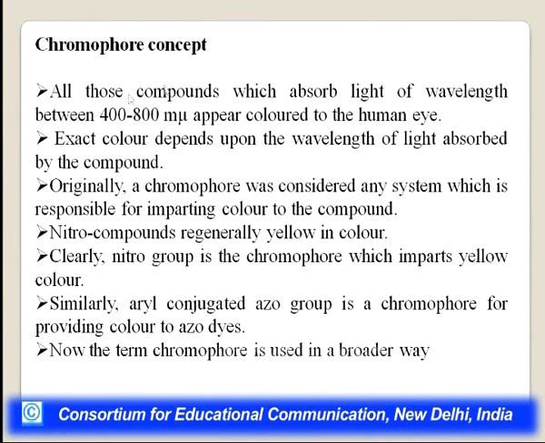Now what is a chromophore? All those compounds which absorb light of wavelength between 400 to 800 nanometers appear colored to the human eye. You can see it with the naked eye. The exact color depends upon the particular wavelength absorbed by the molecule, and a chromophore is considered any system which is responsible for imparting color to the compound. For example, nitro compounds are yellow in color because of the nitro group. Clearly, the nitro group is the chromophore which imparts the yellow color. Similarly, an aryl conjugated azo compound is a chromophore for providing colors to azo dyes. So we can understand what a chromophore is.